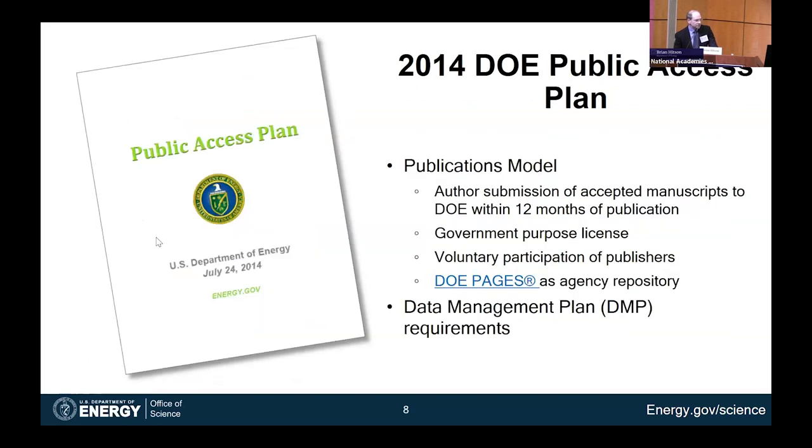And just as with the 2022 Nelson memo, with the Holdren memo we also had to develop a public access plan. First and foremost was our plan. And our plan in the publications model talked about what I would call mostly a green open access path for achieving that. The authors from our laboratories and grantees needed to submit to us their accepted manuscripts within 12 months of publication. We had the authority to collect and disseminate those under what's called the government purpose or federal purpose license, where we retain a copyright in the accepted manuscript to make it publicly accessible.